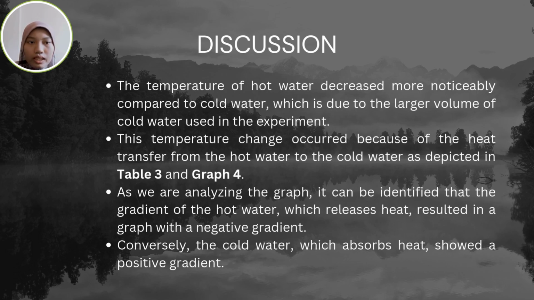This temperature change occurred because of the heat transfer from the hot water to the cold water as depicted in Table 3 and graph 4. As we analyze the graph, it can be identified that the hot water, which released heat, resulted in a graph with a negative gradient. Conversely, the cold water, which absorbs heat, showed a positive gradient.